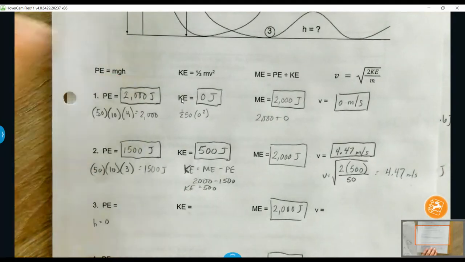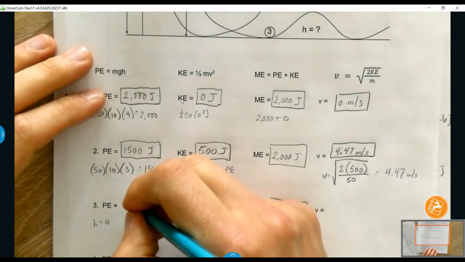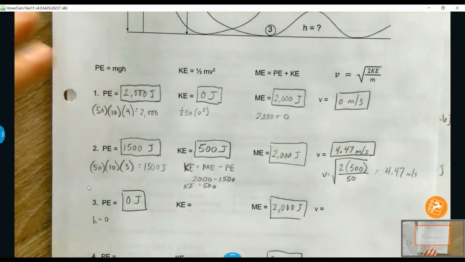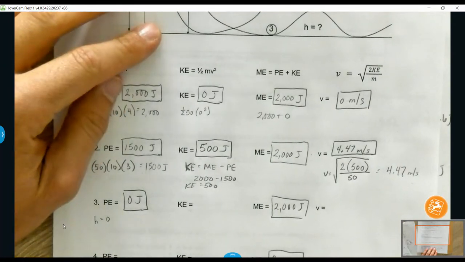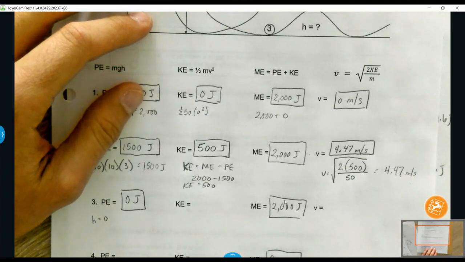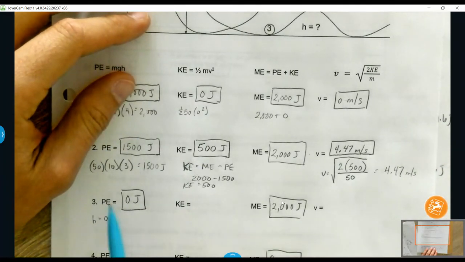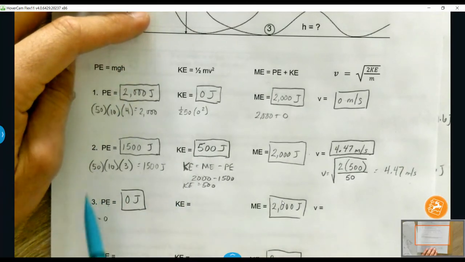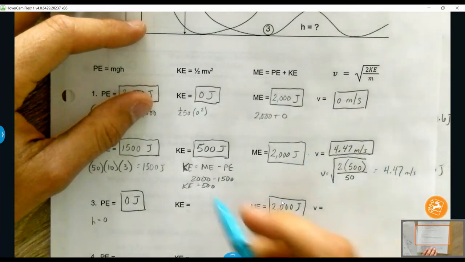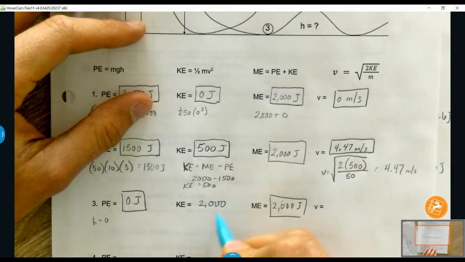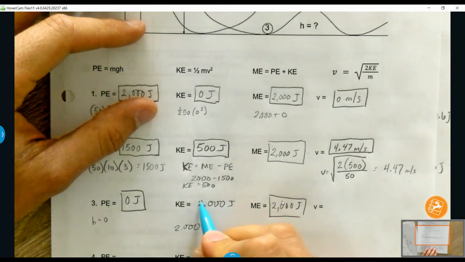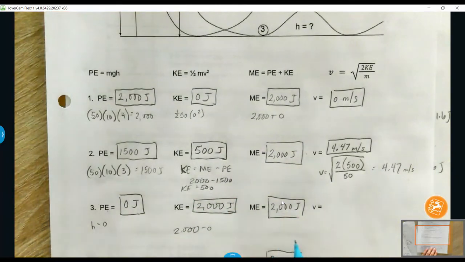Now, if the height is 0, what is potential energy going to be? Mass times gravity times height. Anything times 0 is 0. You don't need to show the work for that one because you should know. Well, then what does the kinetic energy have to be? It has to be 2,000, because potential plus kinetic at any given point, whether it's 1, 2, 3, 4, has to add up to this 2,000. You could show 2,000 minus 0, but bam, kinetic energy, 2,000 joules.